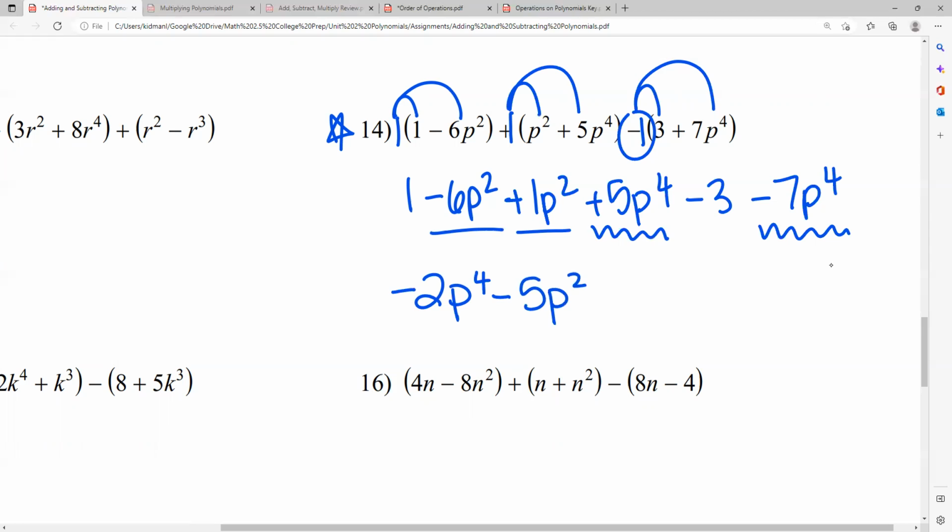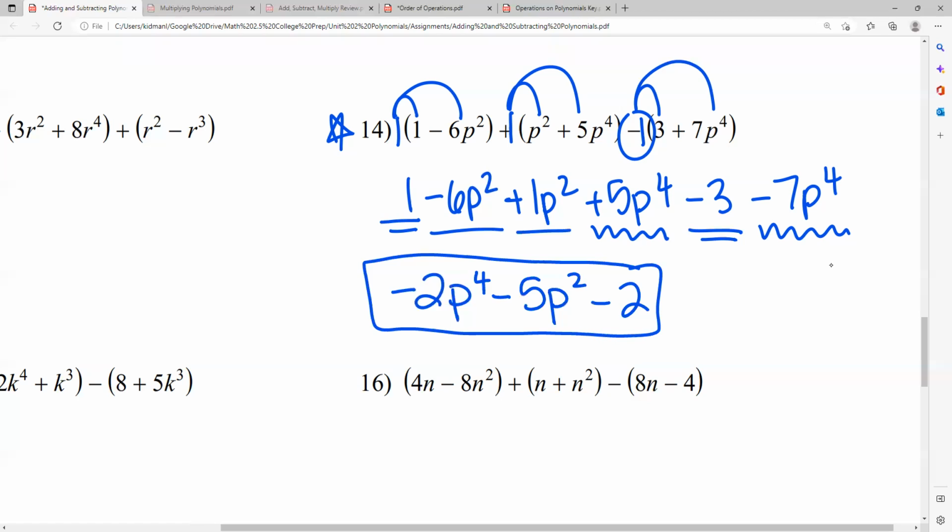Then our last term here is our constant. So it doesn't have any variables with it. We've got a positive 1 and a negative 3. 1 minus 3 gives us a negative 2. So you can kind of see how that works. You're going to do the exact same thing on all the others.